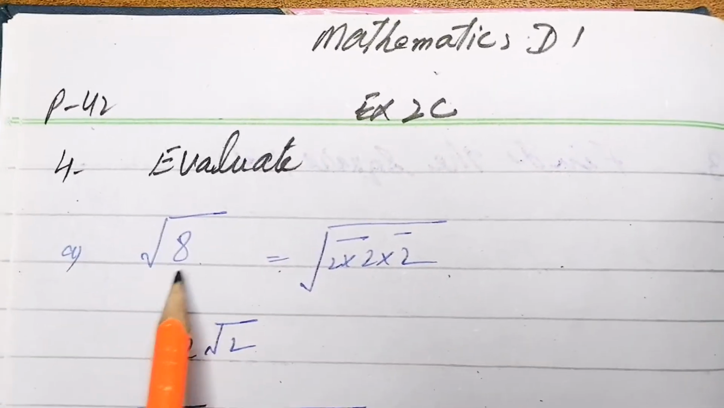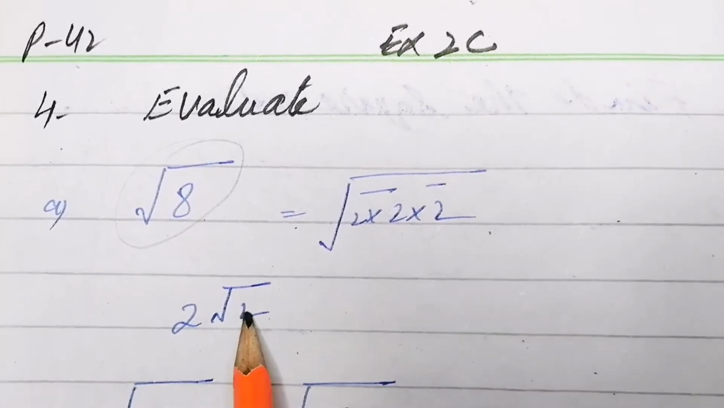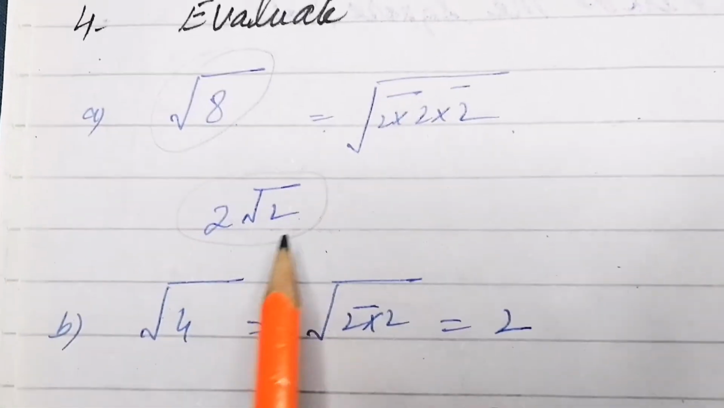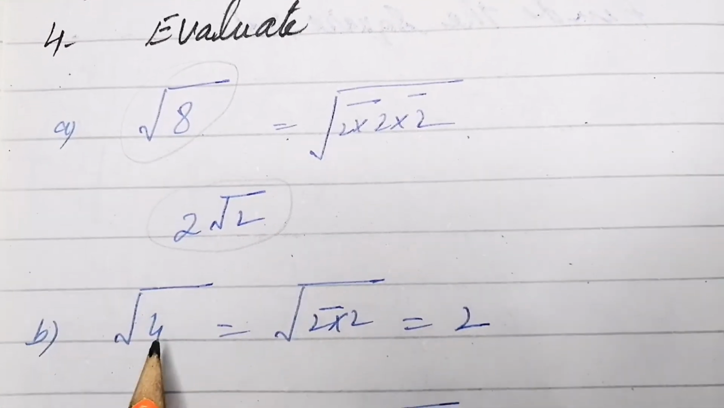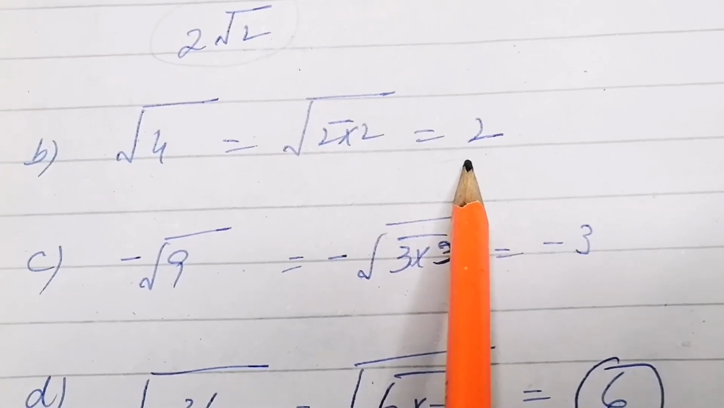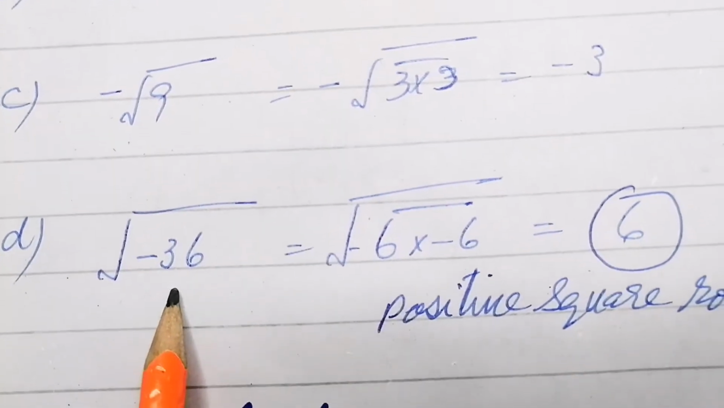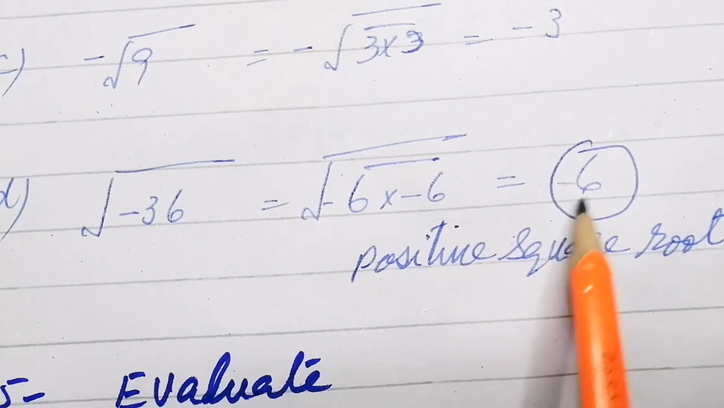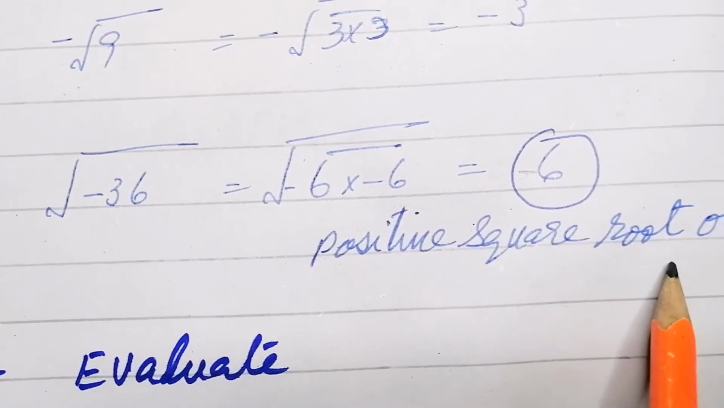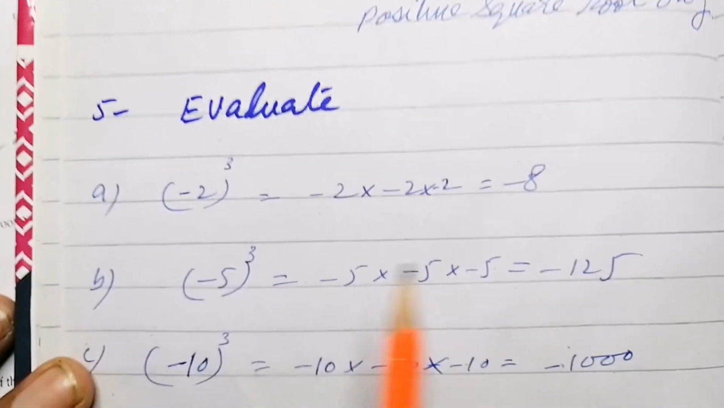Then question number 4, evaluate: the square root of 8 is given here, and then we take factors, and this is the square solution of root 8, right? So 4 root 2 is there, minus 3 multiply 3, minus 36, 6 multiply 6, the answer is 6, but this will be minus. We always take the positive square root only, so this is not applicable, right?